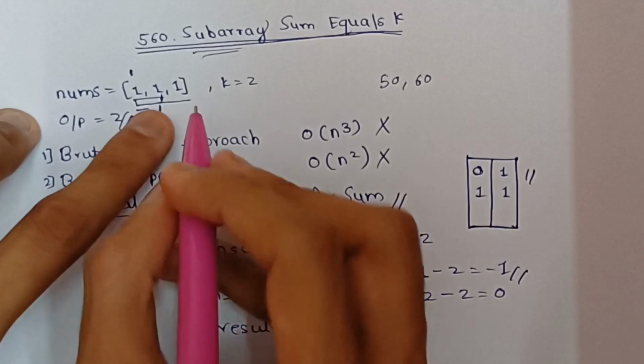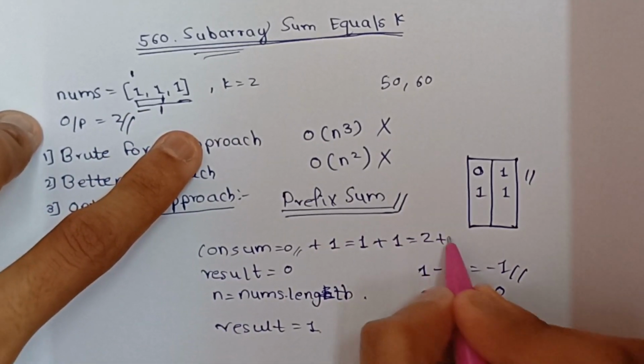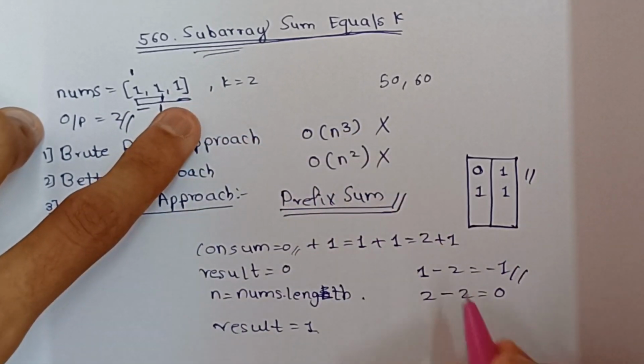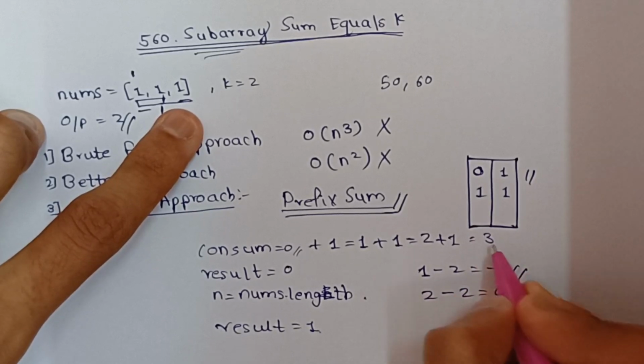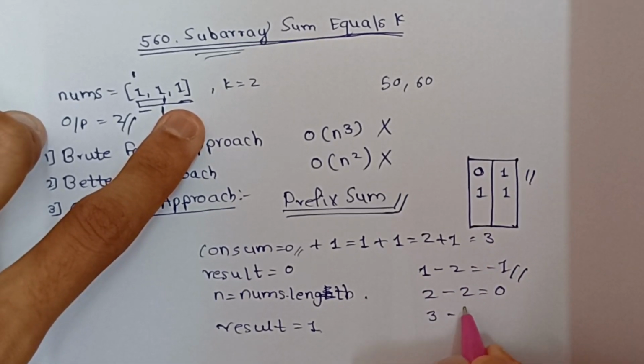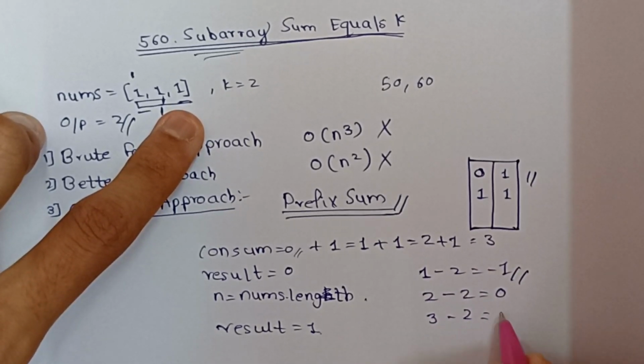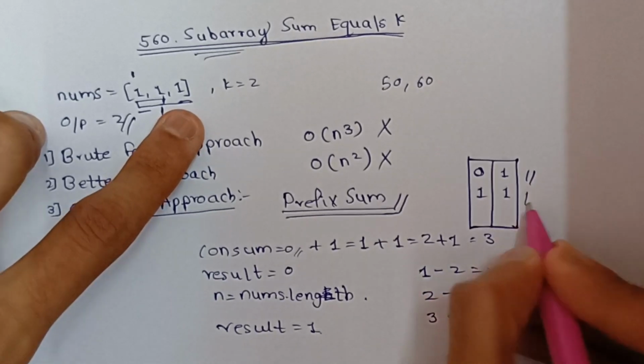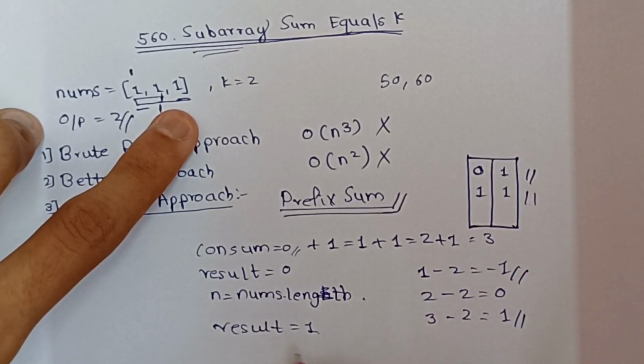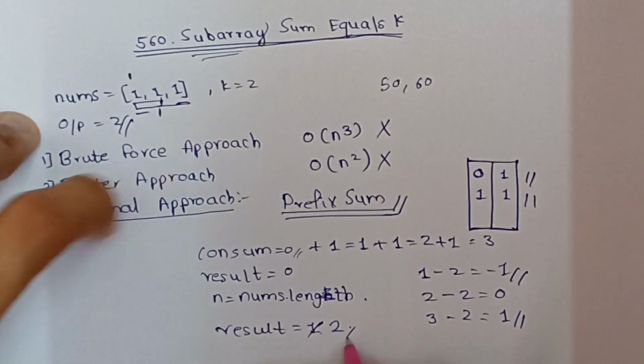Now at the third element we will add one more 1 to the consecutive sum. Here it is 1, so we will add 1. Now it is 3. Now here 3 minus k, which is 2, equals 1. This is also in the hash map, so it will again increment result, and result becomes 2 and output is 2.